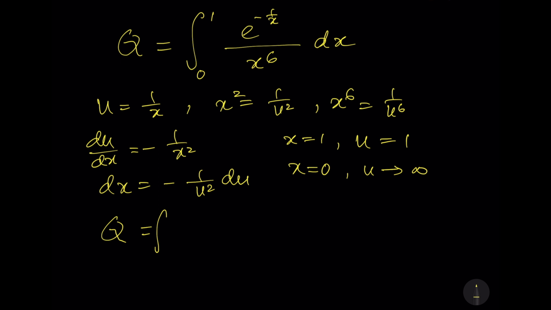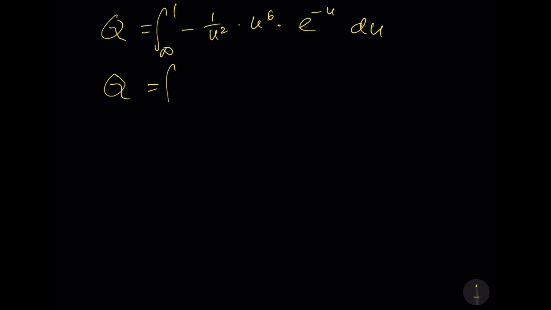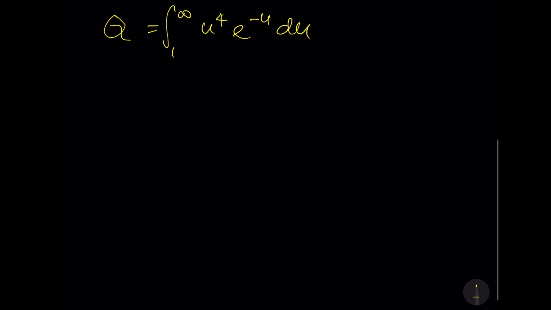We have new Q equals integral infinity to 1, negative 1 over u squared multiply u power 6 multiply e power negative u du, which can be further simplified to become integral 1 to infinity u power 4 multiply e power negative u du. From here, we can solve the question Q using many rounds of integration by parts. To make our life easier, we are going to implement the DI table for integration by parts.